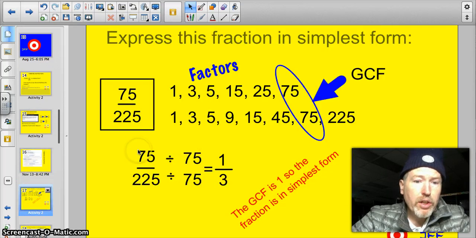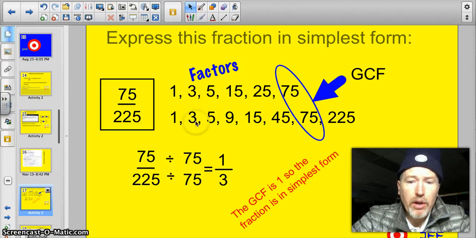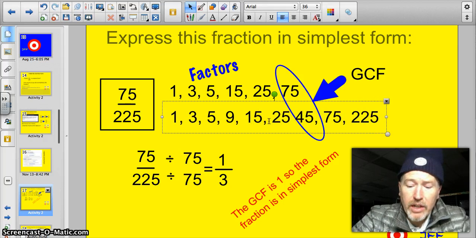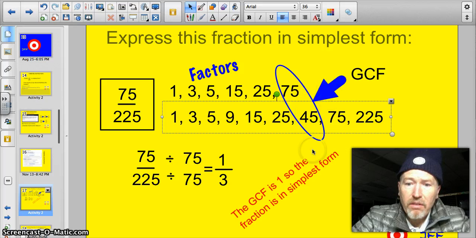Let's go back to our original example of 75/225. You can see I factored them out here, and if you forget how to factor, you can go back and look at that video. I think it was 4.1. You'll see that my greatest common factor here is not 25. I even forgot to list 25 here. But it is actually 75.